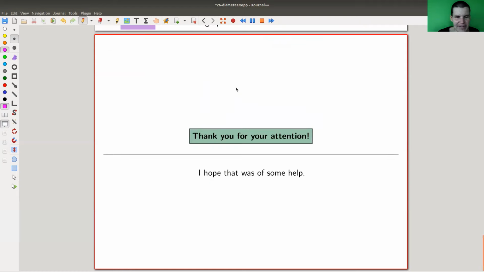Anyway, let's come back to the diameter, because I think it's a pretty cool statement. The diameter of almost all graphs is 2, right? Which is a little bit of a shocking statement.